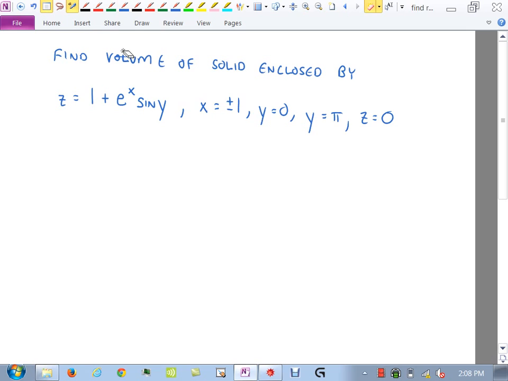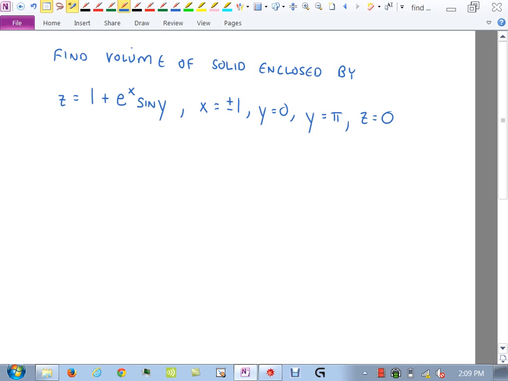Now, what we need to keep in mind is that everything here lives in 3D, right? Z equals 1 plus e to the x sine y is a surface, isn't it? X equals 1 is a plane, parallel to the YZ plane. X equals negative 1 is another plane, parallel to the YZ plane. And then y equals 0 is the XZ plane, and y equals pi is another plane parallel to the XZ plane. And then z equals 0 is the XY plane. All of those things enclose a region. What's the volume of it?